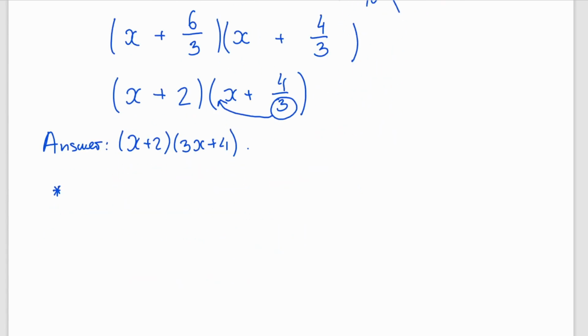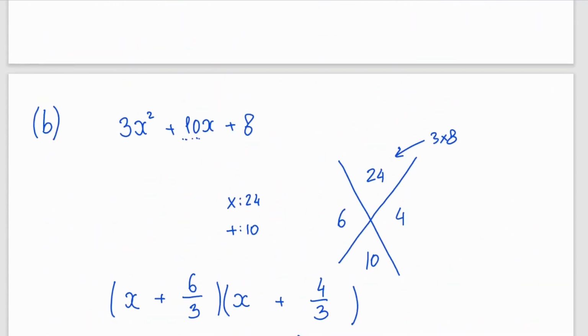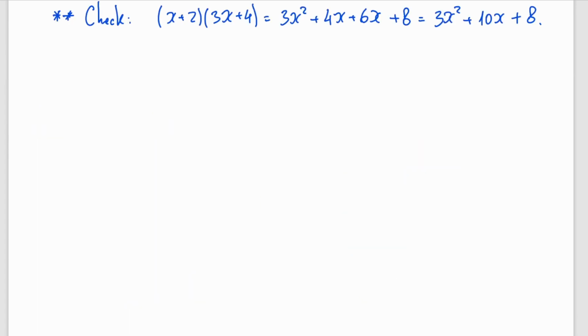Now again, let's check it. Multiply back and see if I get the same expression as before. I got 3x squared plus 10x plus 8. Let's see if it's the same as before. Yes, it is. So, correct. Let's do a couple of more questions, something more difficult. Say question G.